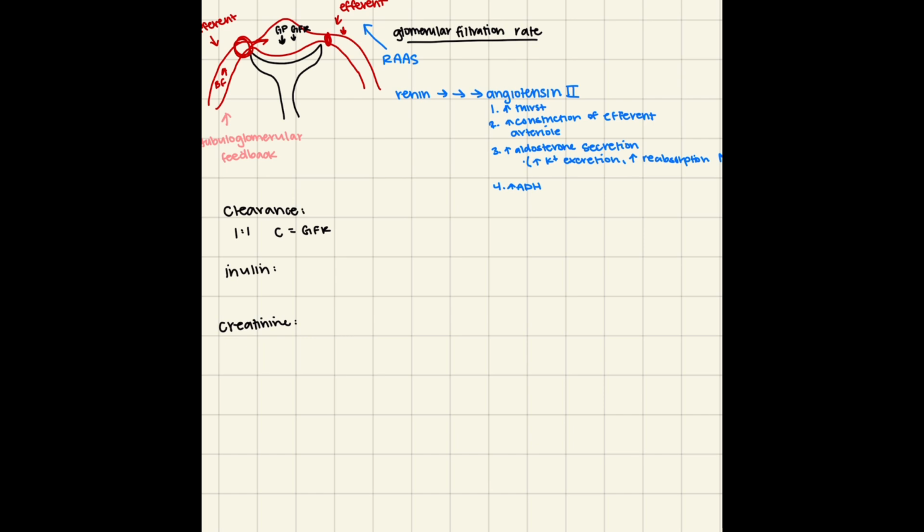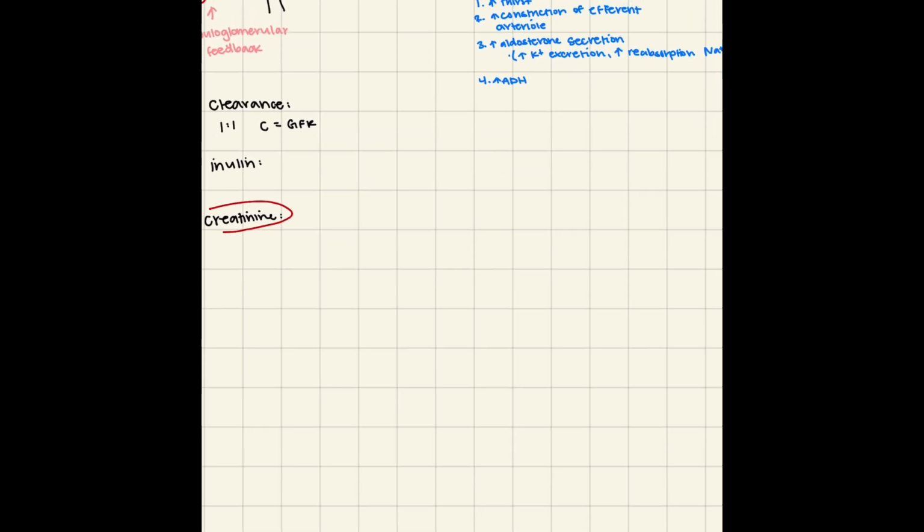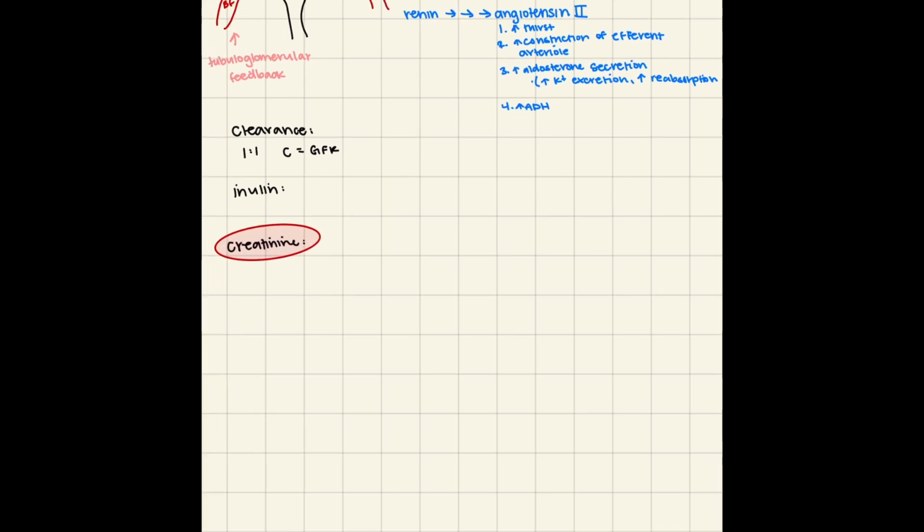But the idea with clearance is that we're comparing the amount of substance in somebody's blood plasma to the amount of the substance in their urine. And if the substance is not reabsorbed or secreted at all in the kidneys, then that reveals the GFR. Creatinine is a very good example of that, so we use it in medicine all the time. People measure urine creatinine levels.